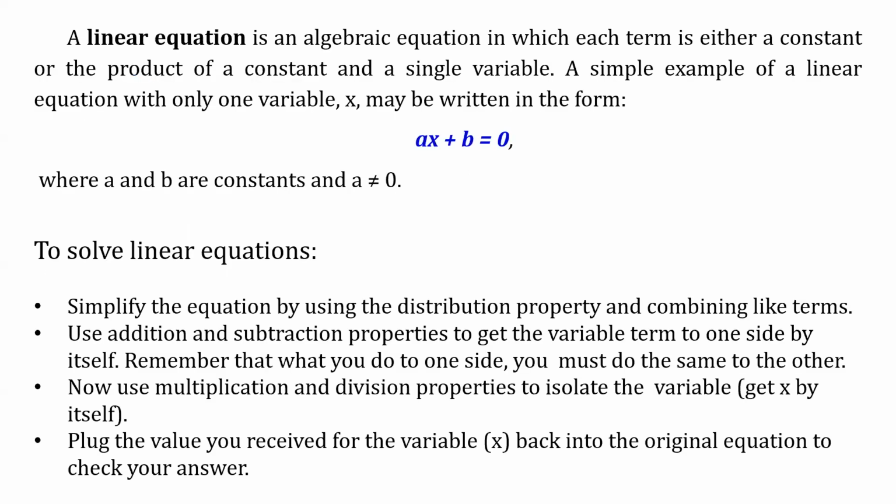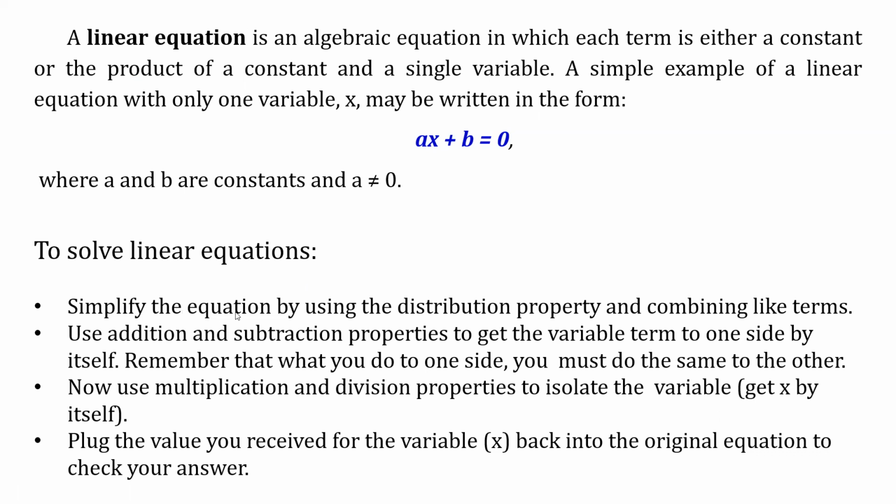A linear equation is an algebraic equation in which each term is either a constant or the product of a constant and a single variable. A simple example of a linear equation with only one variable, x, may be written in this form: ax plus b is equal to 0, where a and b are constants and a is non-zero. So to solve a linear equation, we use this algorithm.